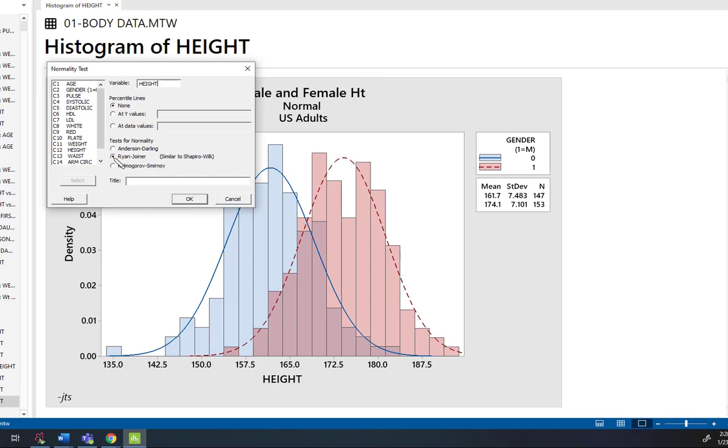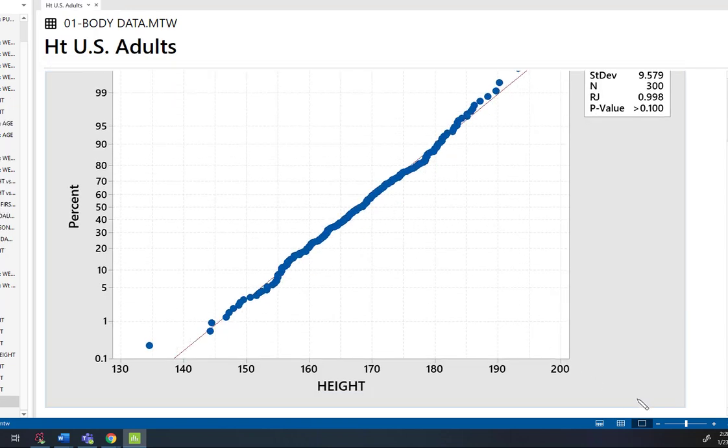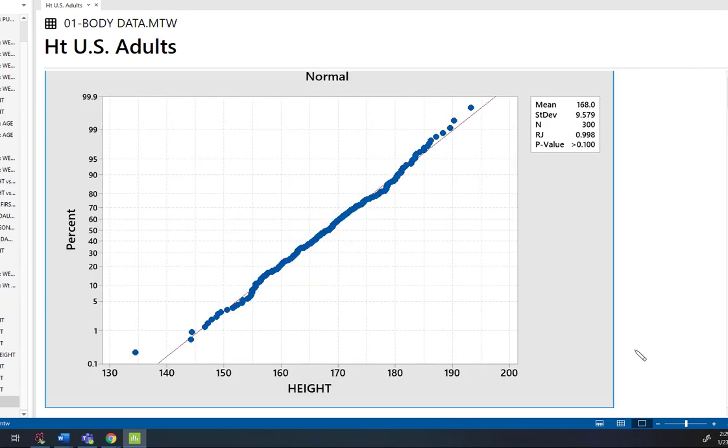We're going to do a Ryan-Joiner test, so I've got this radio button checked, and we can put a title on our graph. So this is going to be Height U.S. Adults. Just because I harp at you about putting titles on your graphs, I want to try to remember to do it myself as well. And now let's scrunch this down sufficiently to fit in a nice window here. And here's how we read the Ryan-Joiner test.